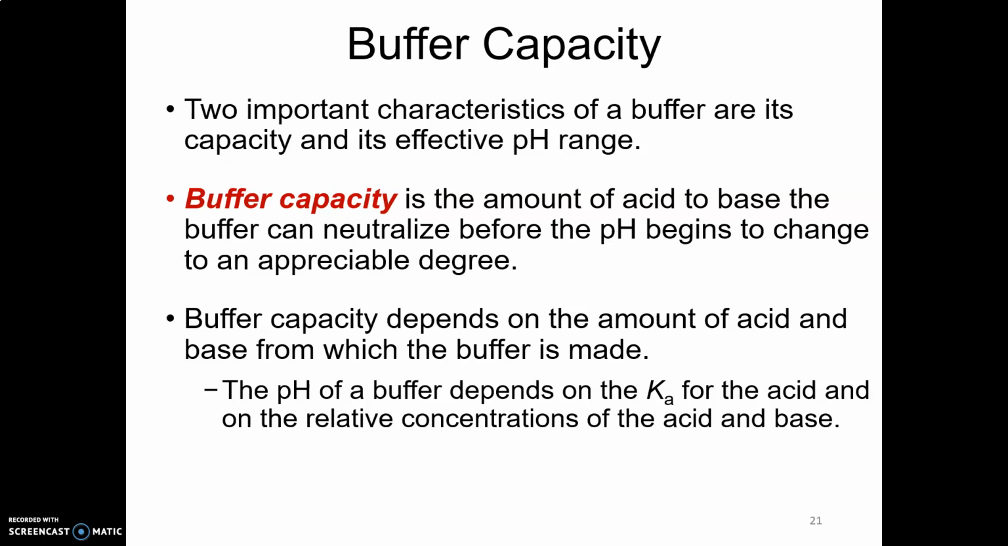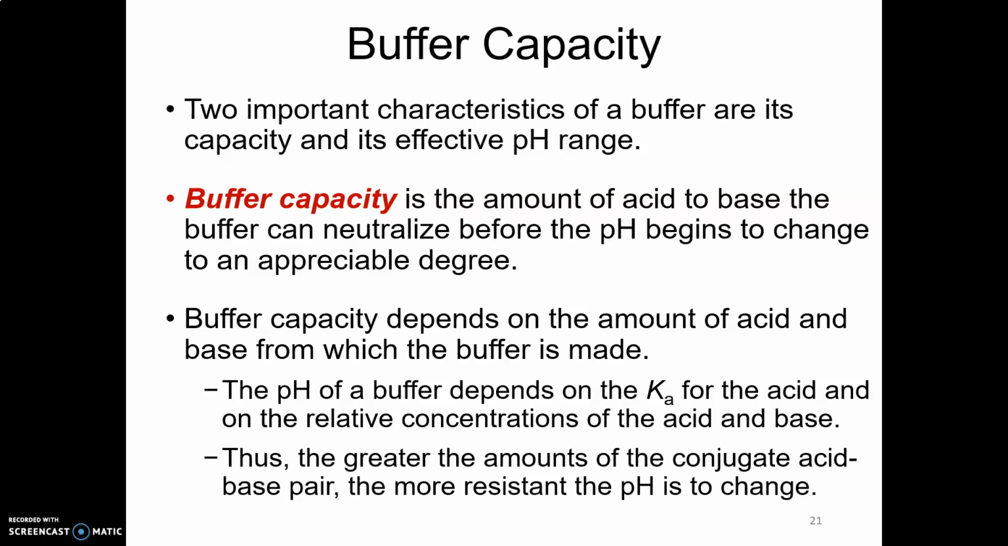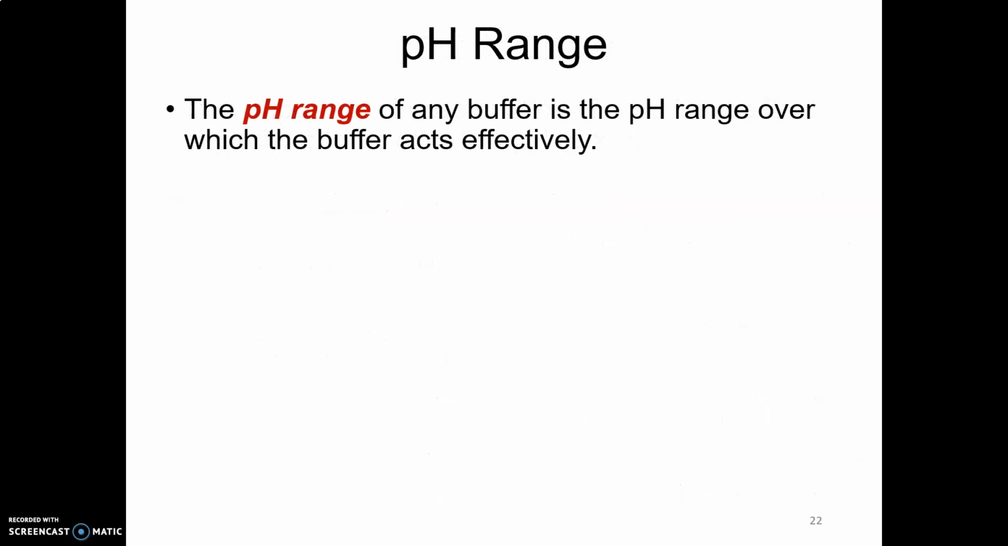And so when we talk about something having a buffering capacity, what we mean is how much can it neutralize before the buffer is no longer able to help, right? And no buffers really have insanely high capacities. There's pretty much a common capacity that we associate with all buffers, and they depend upon the two things we've been talking about. Ka, so what is the acid? And then what are the concentrations of the acid and the base, right? So the greater the amounts that you have of that conjugate acid-base pair, the more resistant to pH change it is, okay?